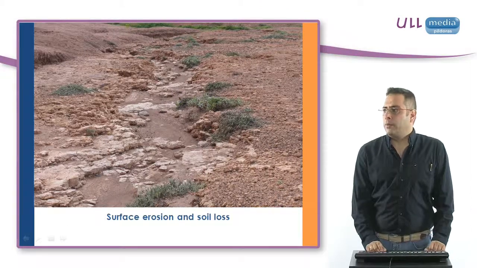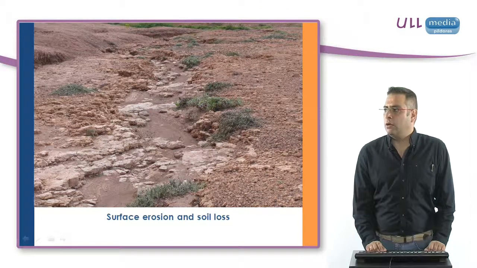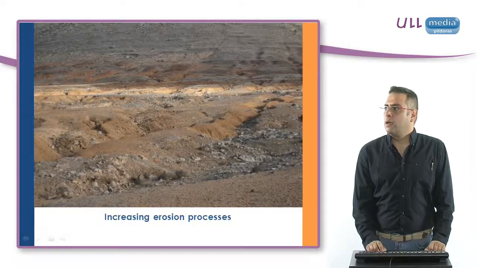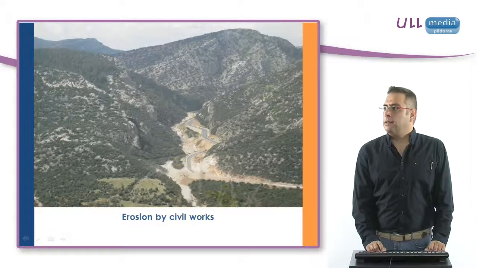Here in this picture we can see surface erosion and soil loss. In the middle of the picture we can see the rock. The next picture we can see a next step of the erosion process, increasing erosion. And this is a picture that shows erosion by civil works, in particular a road.